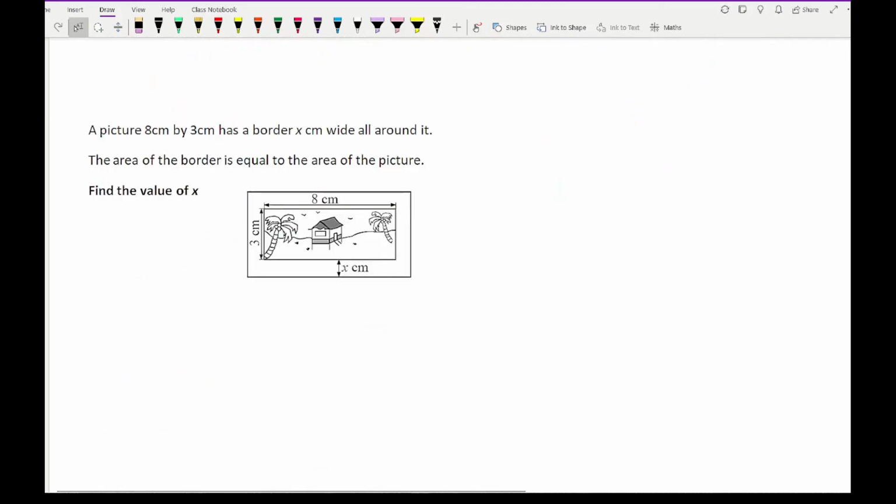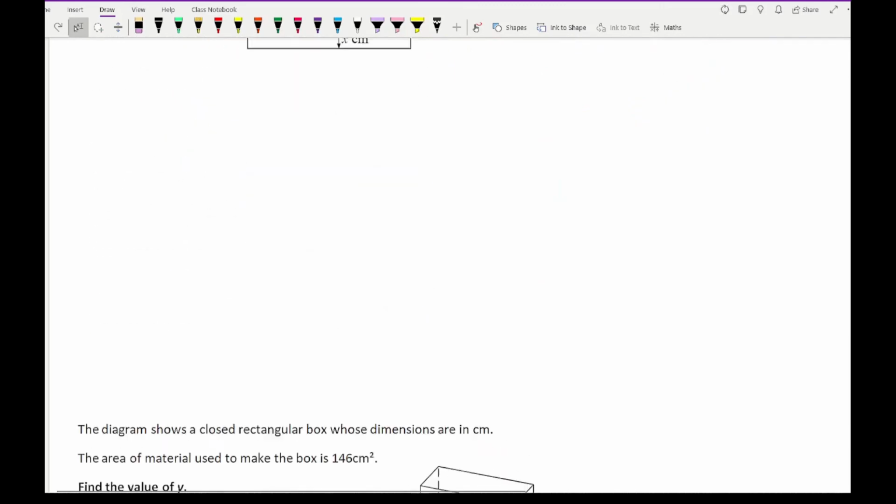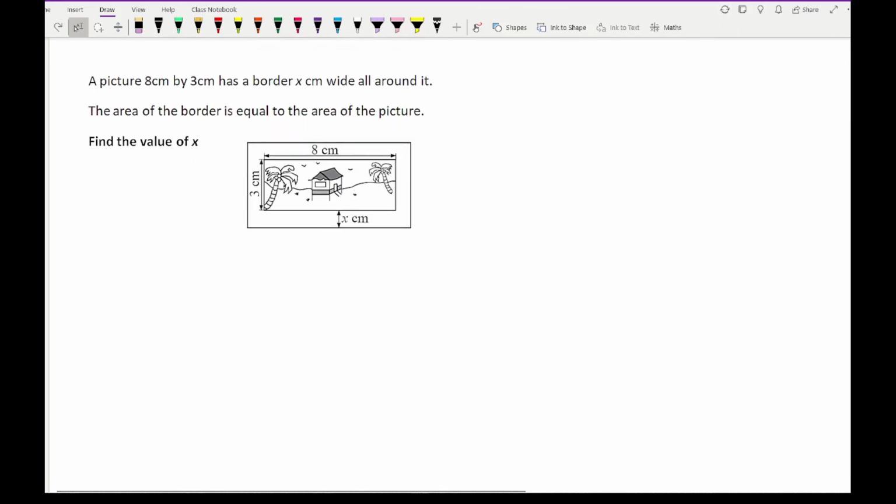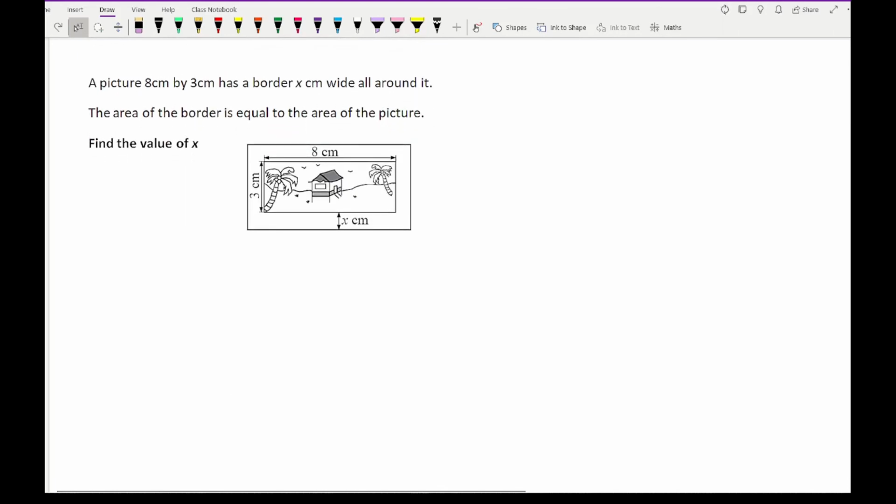So let's have a look at this next question, which I think is, oh no, it's the second to last one. So it says here that a picture of 8 centimeters by 3 centimeters had a border of x wide round it. The area of the border is equal to the area of the picture. So let's have a look. The area of the picture is going to be 8 times 3, which is 24 centimeters squared. So the area of the border is also going to be 24 centimeters squared, which is going to be important. Now the question is asking me to find x.